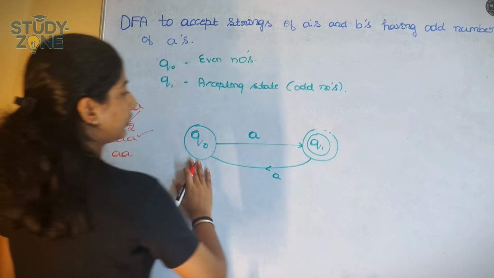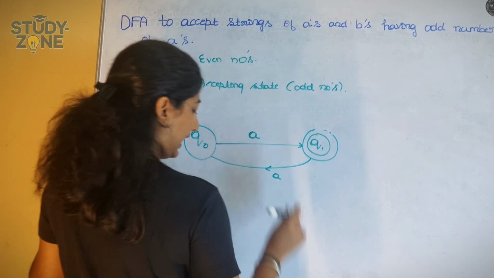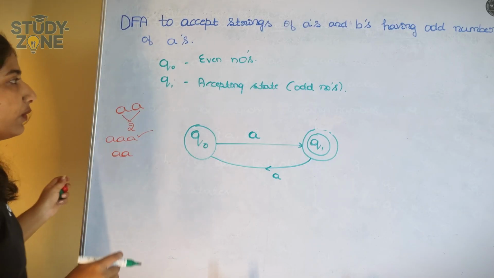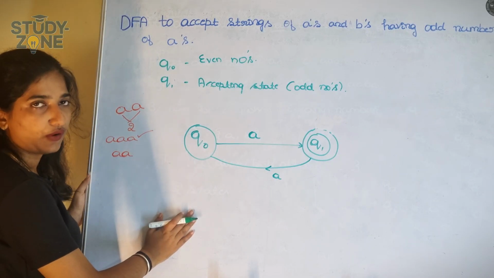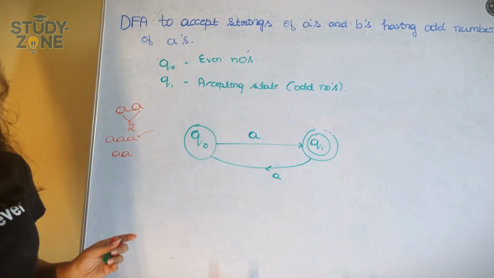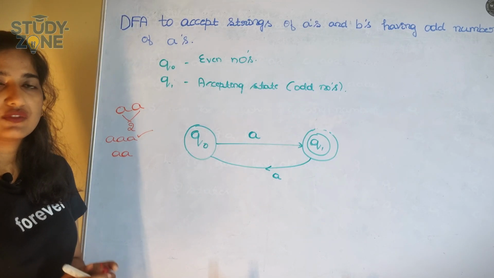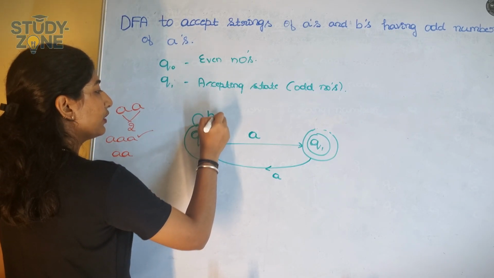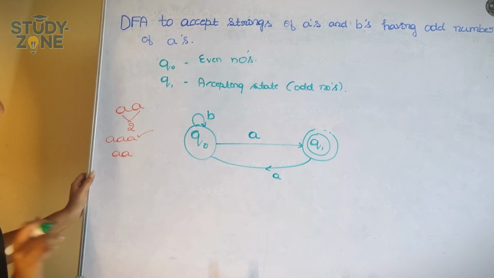So for now Q0 and Q1 on A is done. Now we have to write it for B, right? Here we can have any number of A's, so we can ignore B. If we want to ignore B, what do we have to write? We have to write a self loop, correct? Which means Q0 on B. So let's check this one.